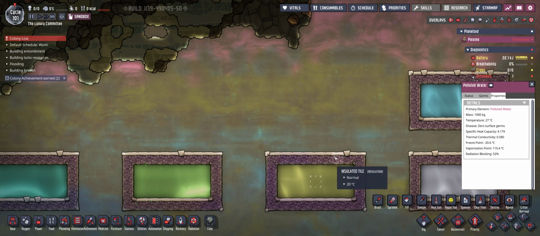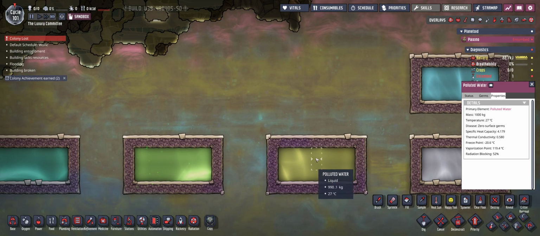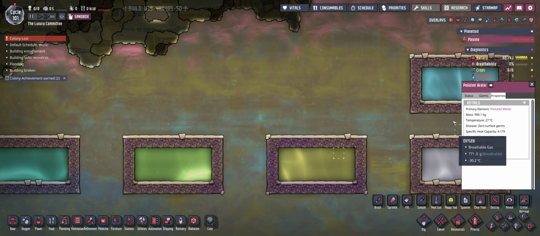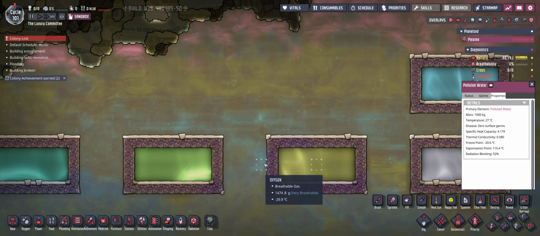But even in early game, you have access to polluted water already. As you can see, it has the same specific heat capacity as water, but it stays in its liquid form between minus 20 and plus 120 degrees, providing us with an extra 40 degrees of usable range, so to say, over water, for instance. So in early game, you should always use polluted water for any cooling.